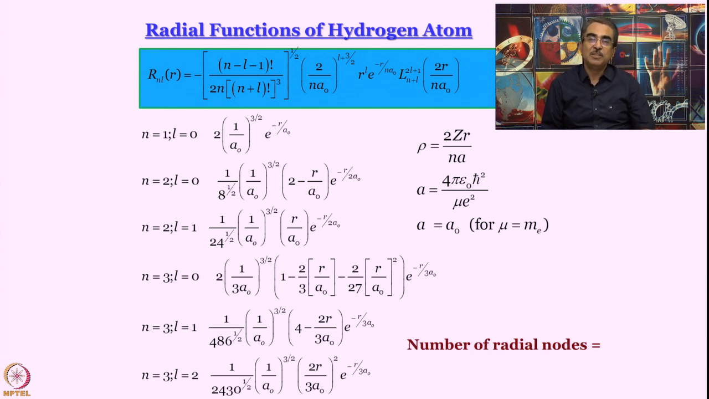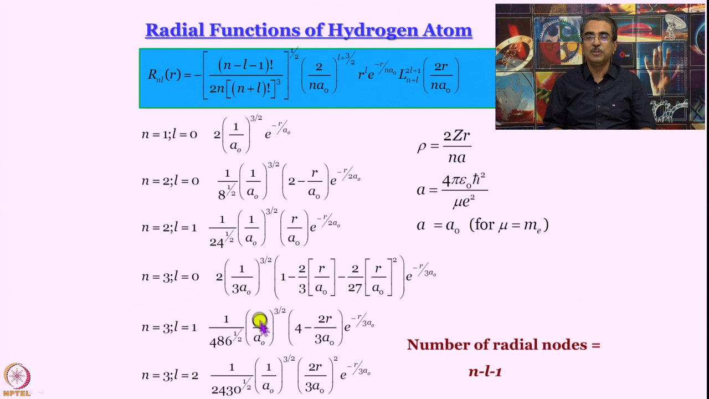What are nodes? I think you are familiar with radial nodes and angular nodes and all that. Radial nodes are points where the radial part of the wave function goes through 0 and changes sign. Please remember the changes sign part of it. So, how do you get the number of radial nodes? Well, it is n minus l minus 1 as you know. Where does it come from? It comes from the degree of this polynomial. When n equal to 2, l equal to 0, 2 minus 0 minus 1 is 1, so that polynomial is of order 1.